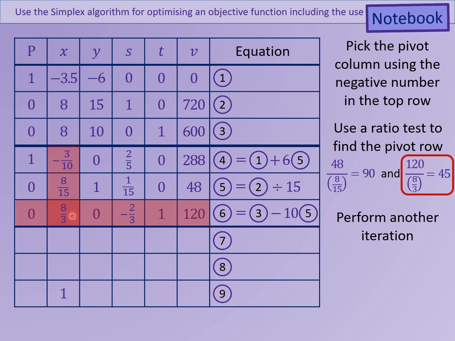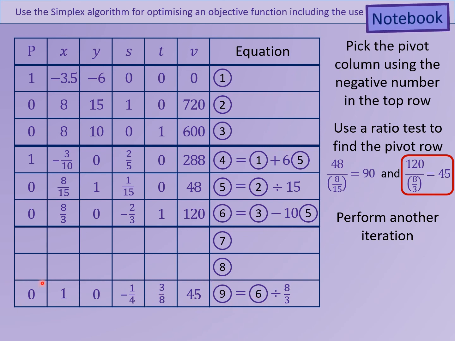How do I get 8/3 to 1? Might seem a little bit more complicated before, but how do you get 8/3 to 1? You can multiply by 3/8 or divide by 8/3. Either way around would be fine. Okay, so I divide by 8/3, get your calculator, 0 divided by 8/3, 8/3 divided by 8/3, 0 divided by 8/3, minus 2/3 divided by 8/3, fill it in, and so on. So here we go, 0, 0, 0. That one divided by 8/3 is minus a quarter. 1 divided by 8/3 is 3/8, and 120 divided by 8/3 is 45. So I've done my pivot row.